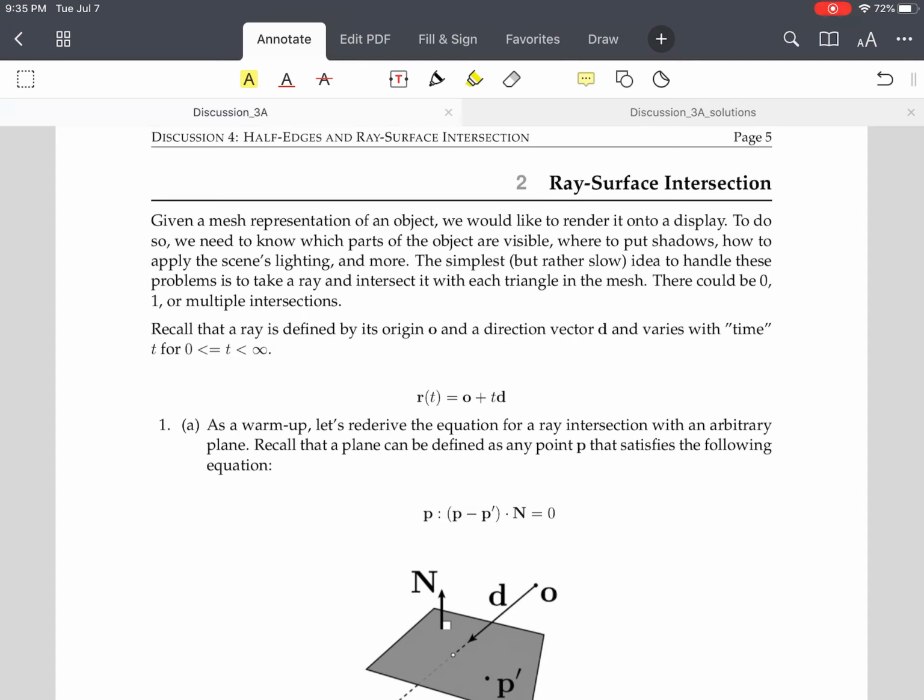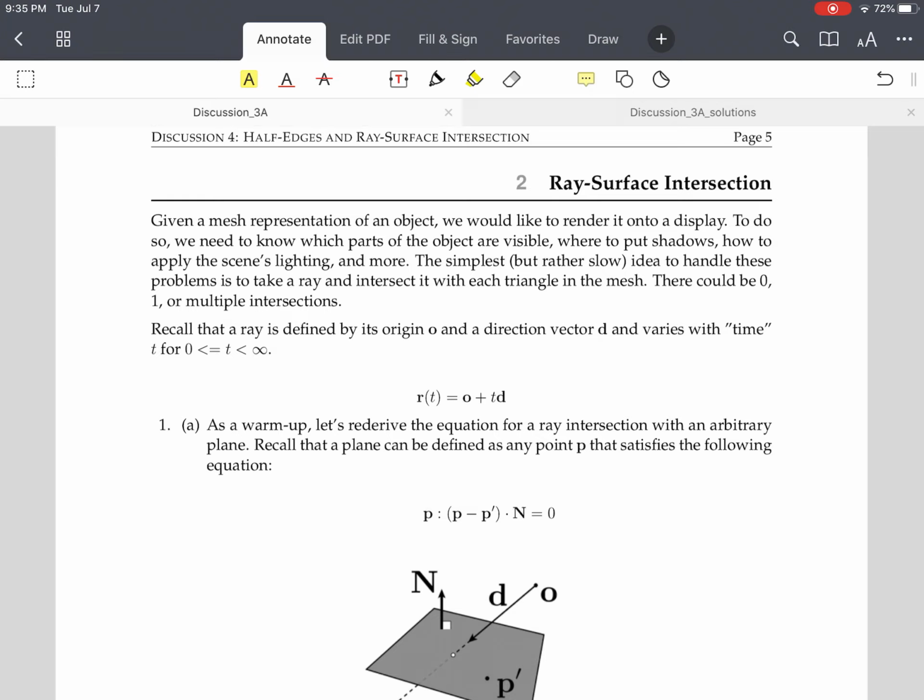Let's talk about ray surface intersection, because this is kind of the first topic in the area of ray tracing. So given a mesh representation of an object, we want to render it. To do so, we need to know which parts of the object are visible, where to put shadows, where to put the lighting, all of that. So the one thing we could do is take a ray and intersect it with every triangle, because meshes are made up of a lot of triangles, right? So we could intersect it with every single one, and based on the intersections, we'll know what we're seeing, what the lighting looks like, all of that.